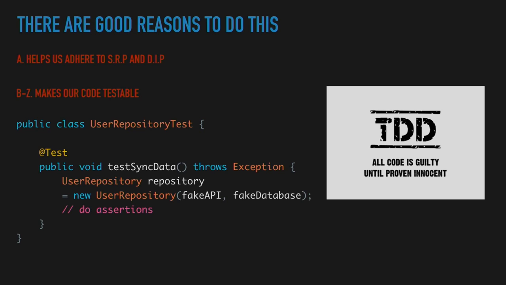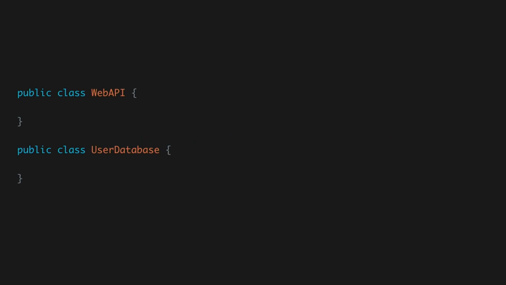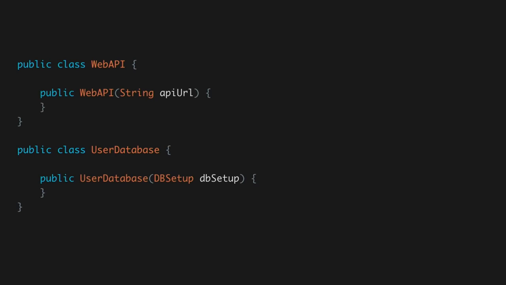Now, this is all fine and good. I'm just speaking about positives here, but we wouldn't need dependency injection if there wasn't a problem with just using this approach. And the problem would be, say our happy web API and user database objects, say they in turn need some things to get set up as well. Perfectly viable for a web API to need a URL to get set up, and also say a user database to need a database setup object to get set up.